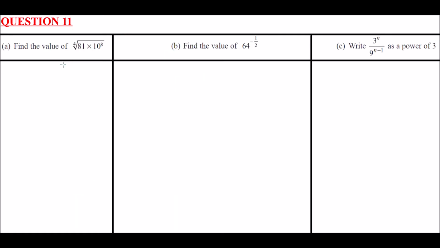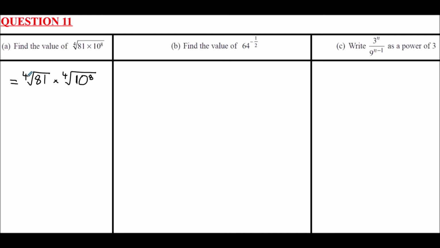Question 11. Find the value of the fourth root of 81 times 10 to the 8. Well, we need to remember that you can actually split surds up. So to find the fourth root of 81 times 10 to the 8, we can say this is the same as the fourth root of 81 times by the fourth root of 10 to the 8.